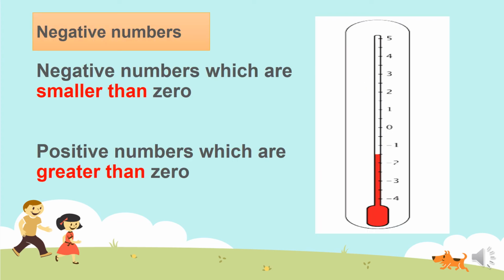Now we are moving to our last topic. It is negative numbers. Normally, my dear students, we use negative numbers to represent the position of objects that are below value. You can see there is a picture of a thermometer. The thermometer is the tool which is used to show the temperature.